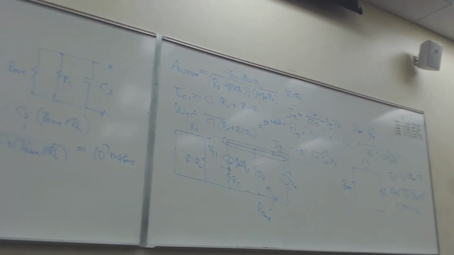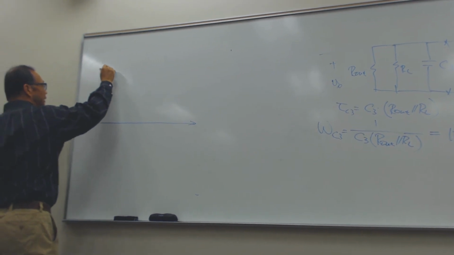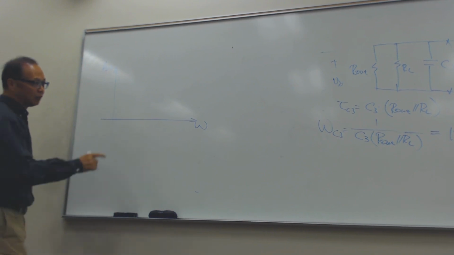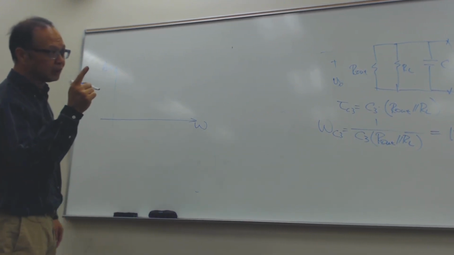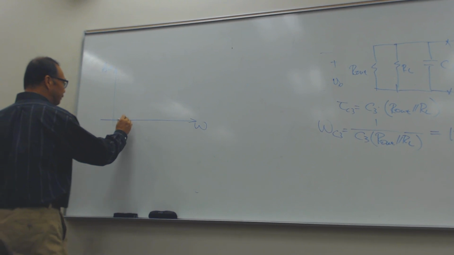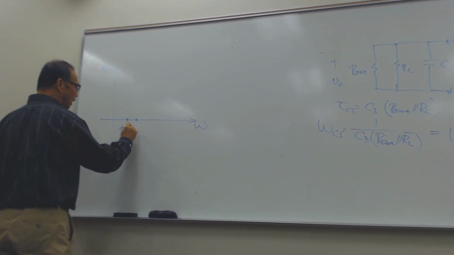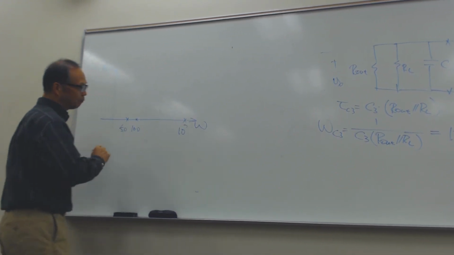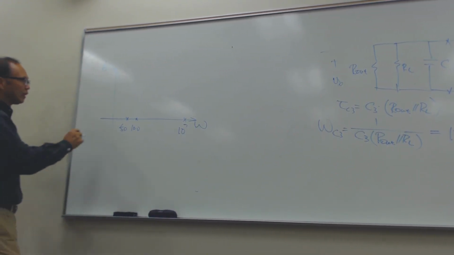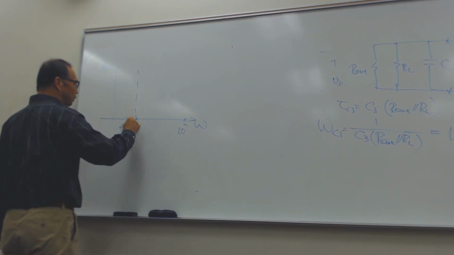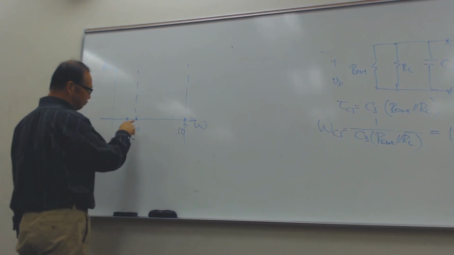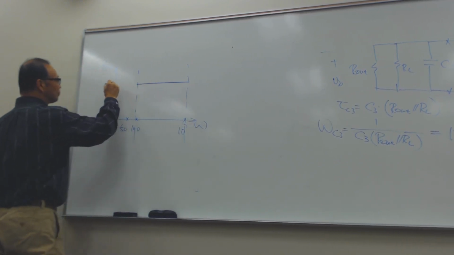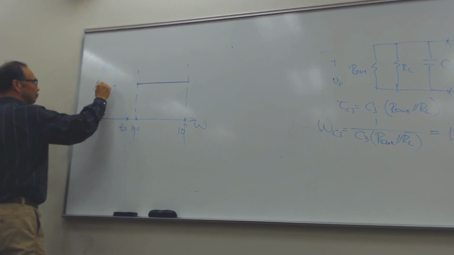Then, so this is A sub B versus omega, right? Okay, so we have 3 corner frequencies: there's a 50, there's a 100, and then there's a high one, 10 to the 7, correct? So between here and here, the first drop, you have a constant, which is A sub B max, yes?